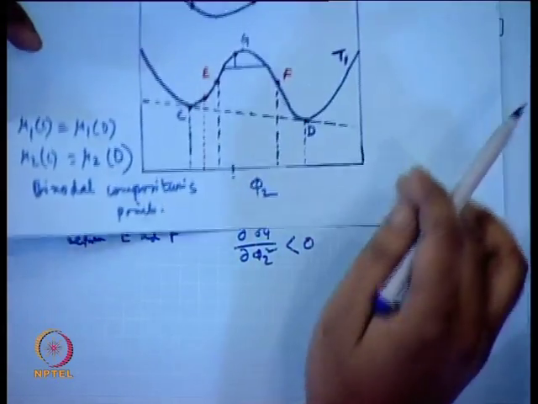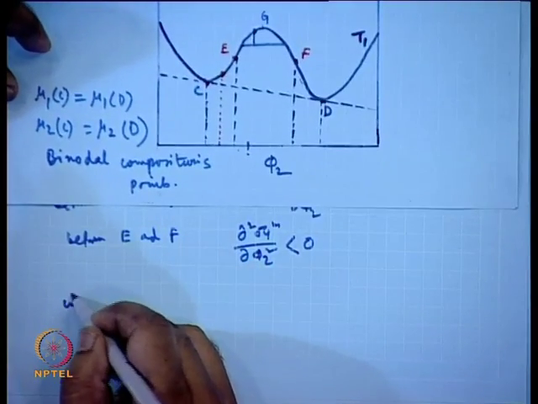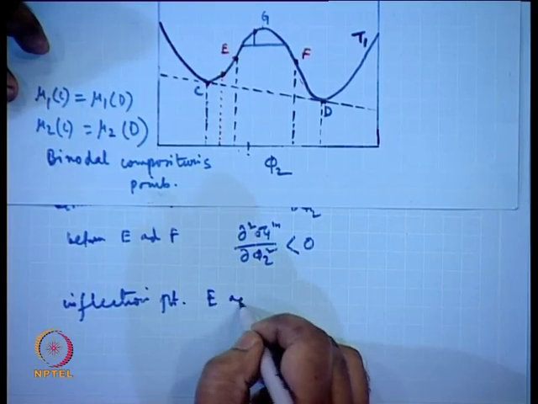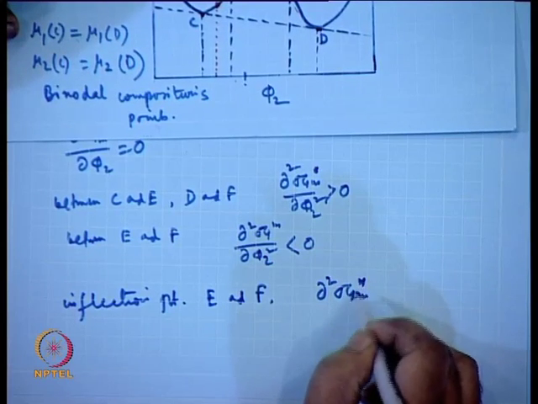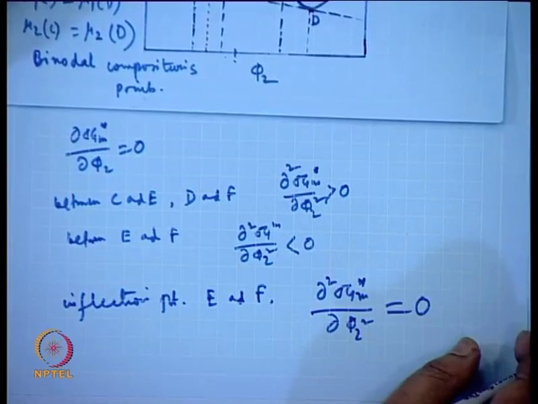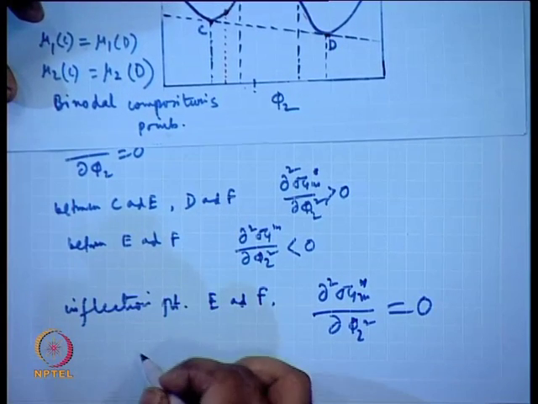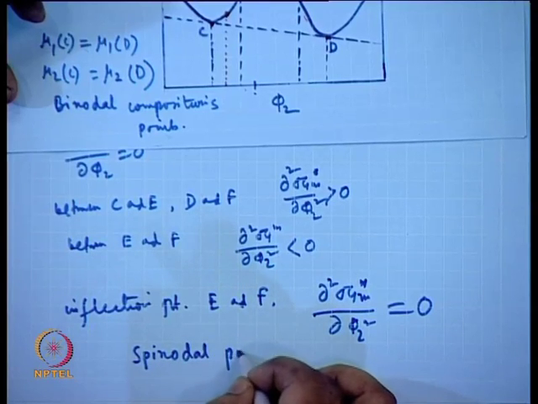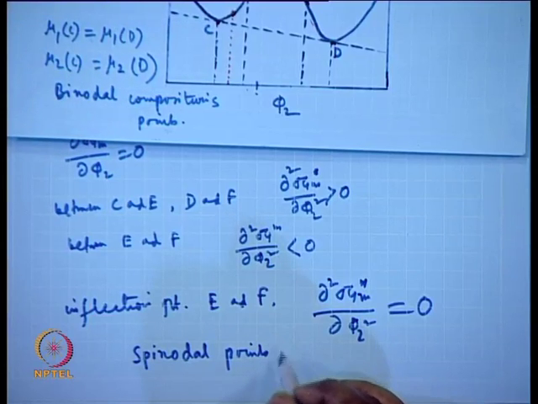And the inflection points, which are E and F, would be 0. Okay. These two points, which are inflection points, are called spinodal points or spinodal composition.